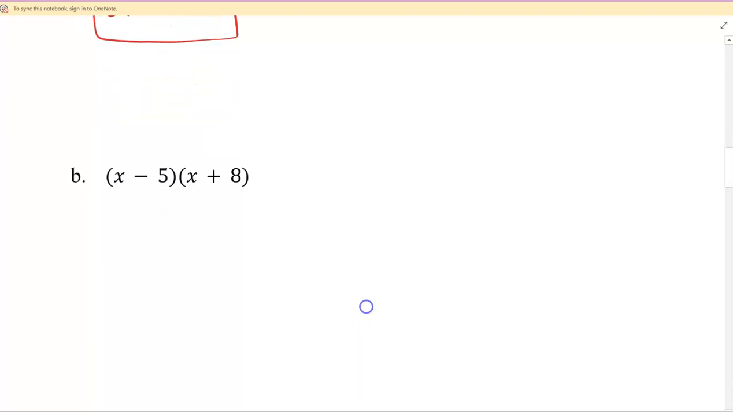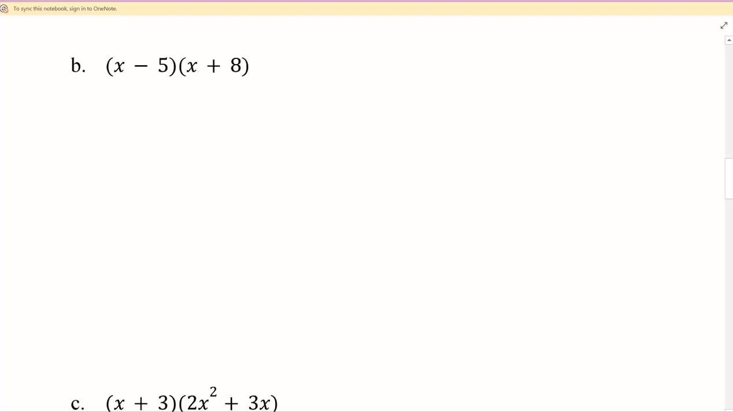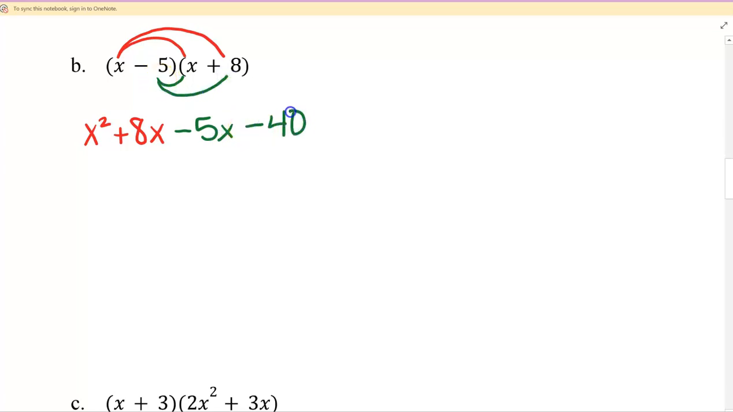Okay, let's look at a bigger one. So this one's a little different because it's not just one number multiplying. So what we do is we're going to take everything in the first and multiply it to everything in the second, kind of like our distributing. So I'm going to do x times x, which is x squared. And then I'm going to do that same x times 8. X times 8 would just be 8x. Okay, and now I'm going to do the exact same thing I just did, but with this negative 5. So I'm going to go negative 5 times x, which is negative 5x. Negative 5 times 8, which is negative 40.